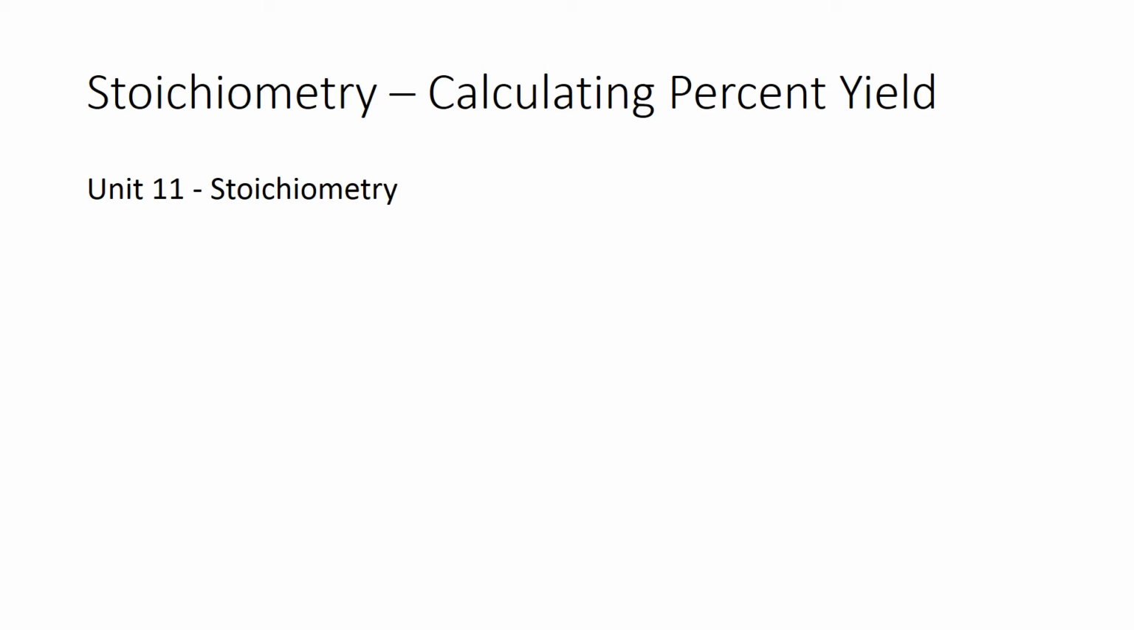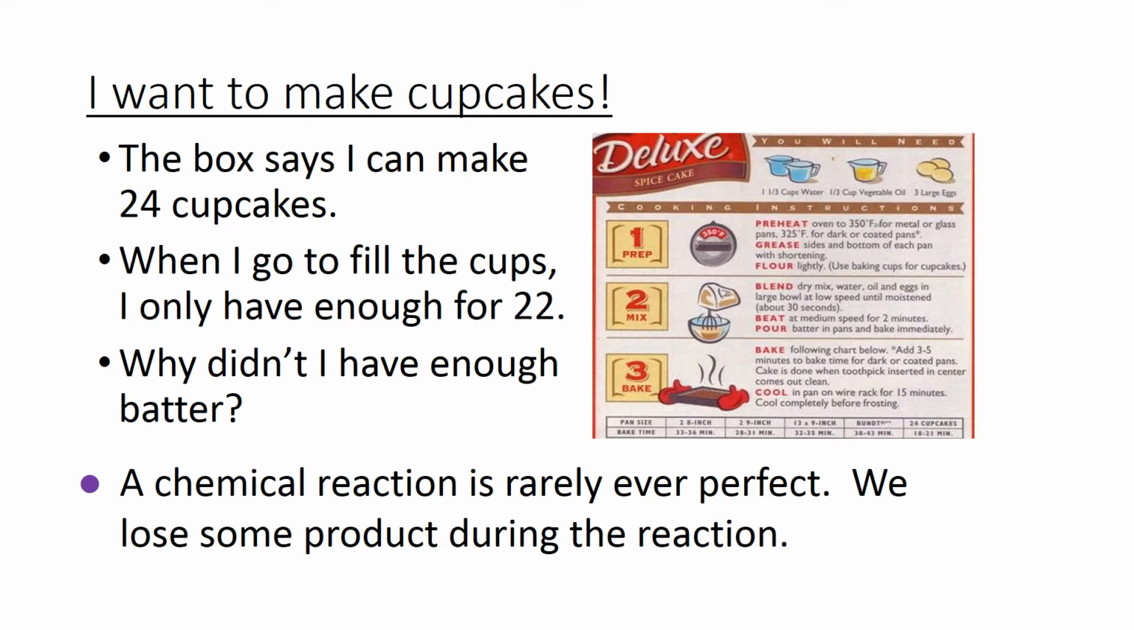Today we're going to talk about stoichiometry, calculating percent yield. It's part of our Unit 11, stoichiometry. Suppose I want to make some cupcakes. The box says that I can make 24 cupcakes, and when I go to fill the cups in the molds, I find I only have enough for 22. Why didn't I have enough?